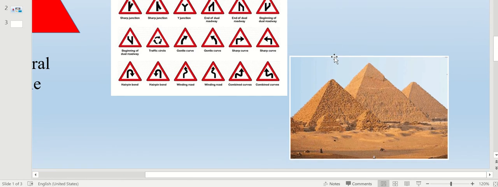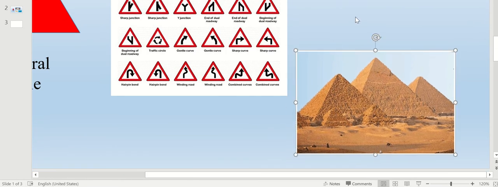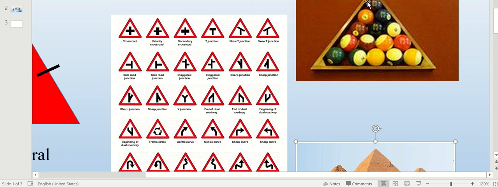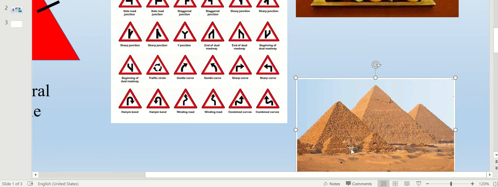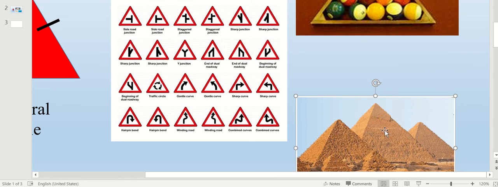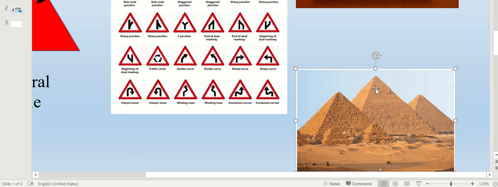Next, what is this over here? The pyramid, right? The Great Pyramids. Each face of the pyramid is a triangle, and they're all equilateral triangles. So from something as small as this billiard triangle to something huge like the side of a pyramid, I don't care what the size of the triangle is. Each angle should be 60 degrees, because they are equilateral triangles.